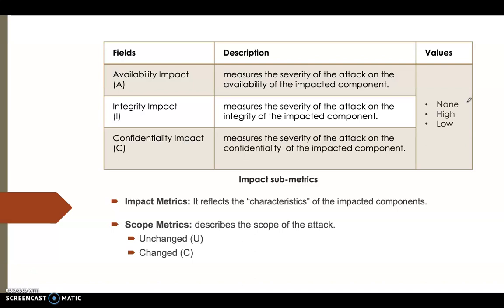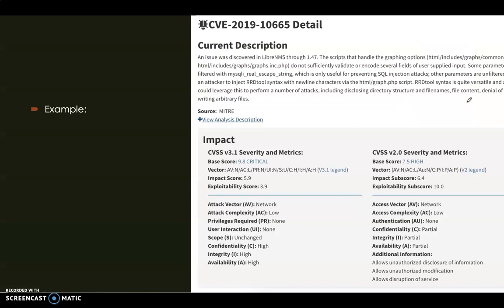About the scope metric, it's a different field which does not belong to either of these two sub-metrics. It describes the scope of the attack, where scope indicates whether the vulnerability in an application impacts resources beyond its means, and it takes two values, unchanged and changed. This is an example of a vulnerability found in the NVD website.